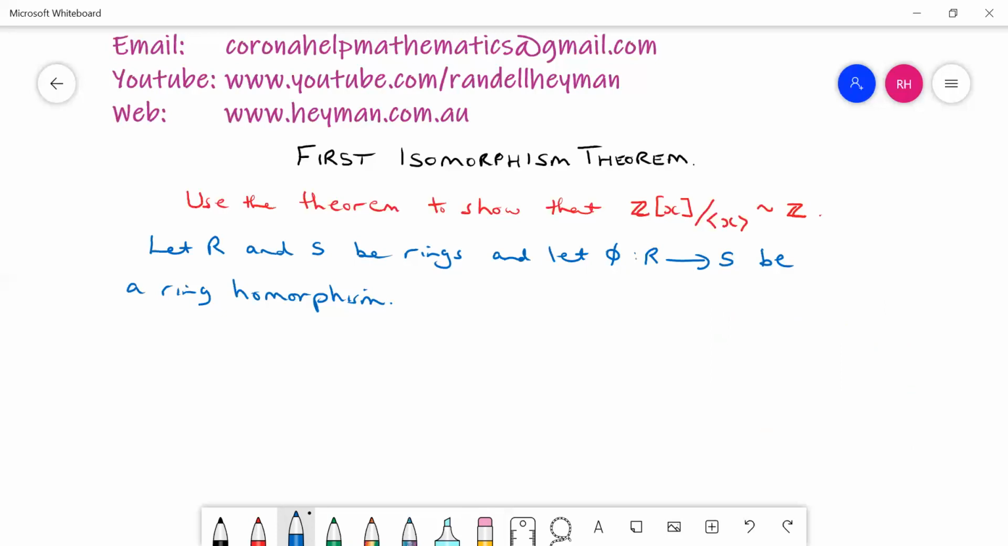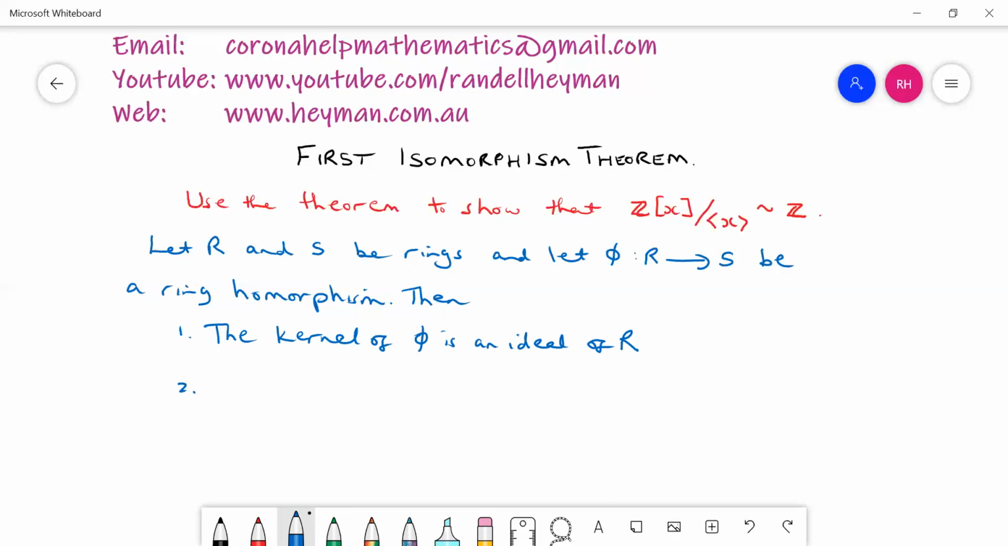Okay, so what happens if we satisfy these conditions? Then the first thing is, one, the kernel of phi. Remember, that's all the elements of R that phi sends to 0. So that's saying that the kernel itself is an ideal of R. Okay, that's interesting, but we don't need that.